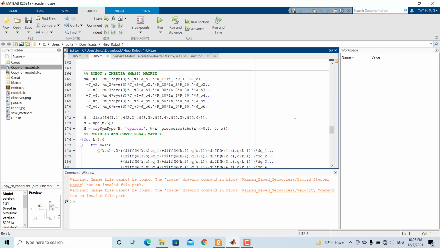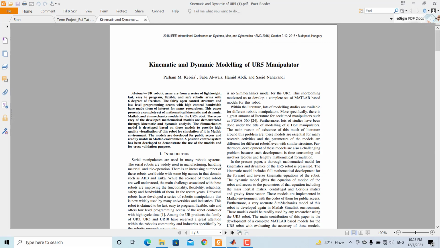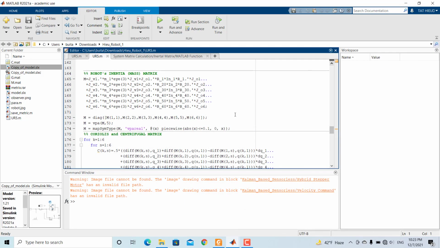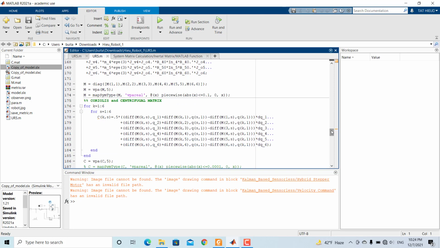This is the code. I calculated the matrix for the UR5 manipulator. I pasted it on this paper, which I showed in the past presentation. Here you can see this is the inertial mass matrix for the UR5 manipulator, and this is the centrifugal matrix. I calculated them following the paper.